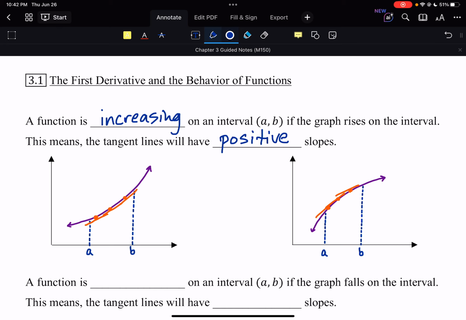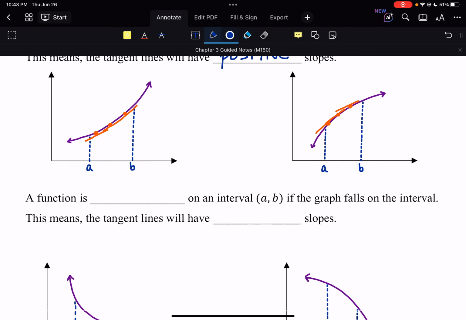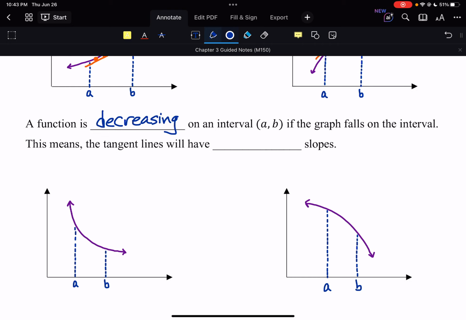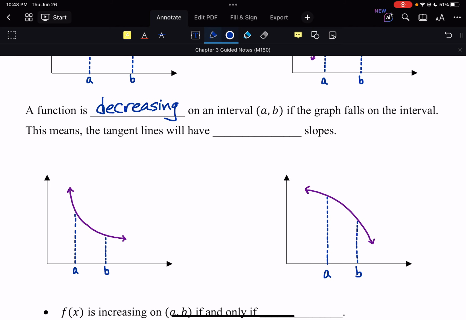Okay, so a function is increasing on an interval if the graph rises as we move from left to right. So the tangent lines will have positive slopes, meaning that the derivative will be positive, right? Because the derivative is the slope of the tangent line. On the flip side of this, we say that a function is decreasing on an interval AB if the graph falls on the interval.